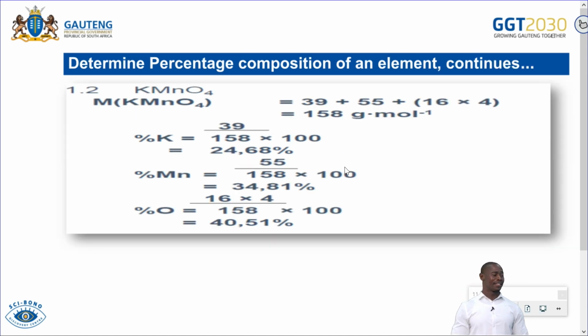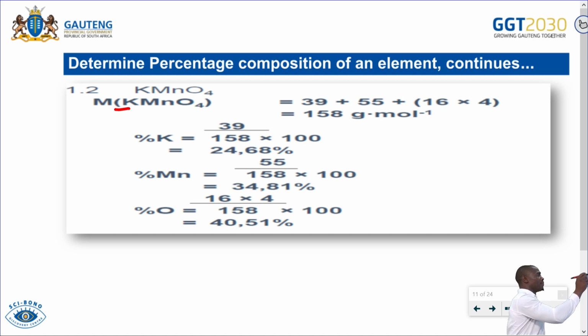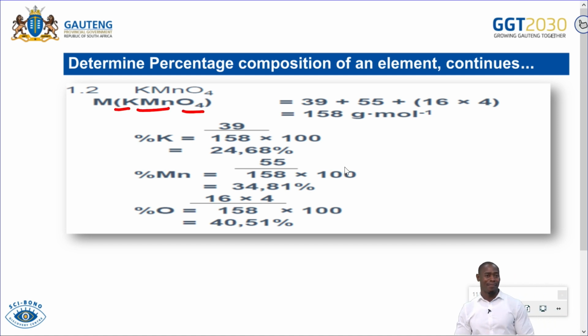Then this is another example. We are given potassium permanganate, right? So in potassium permanganate, there are 3 elements there. It's potassium, manganese, and oxygen, right? So how many potassium atoms are present there? Only 1. And how many manganese atoms are present? Only 1. And how many oxygen atoms are present? It's 4, all right?